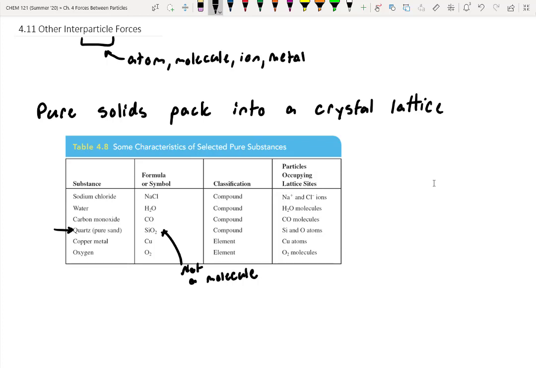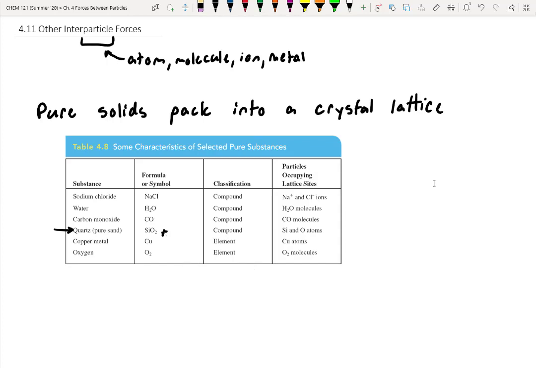It's kind of weird to think about, but silicon dioxide, when it's in quartz, is actually this big three-dimensional spider web of silicon bonded to oxygen. So it's not discrete silicon dioxide units as a molecule. It's just this big network. It's kind of like an ionic situation where it's three-dimensional as well. All right, so not a molecule.